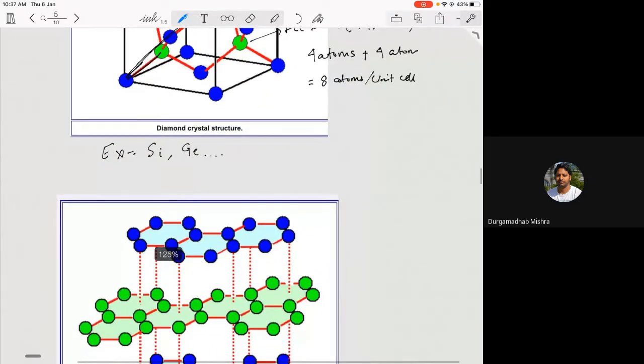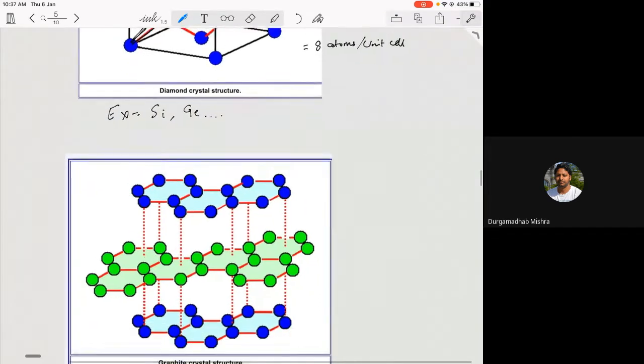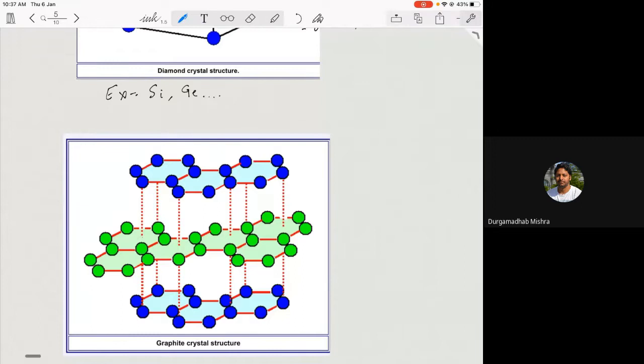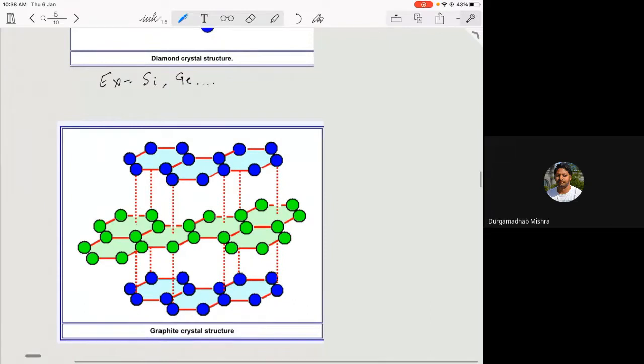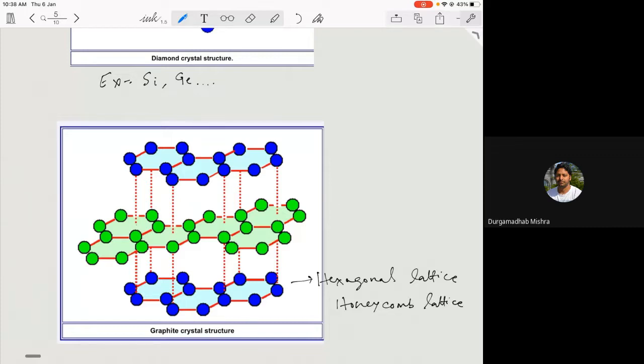Interestingly, carbon can also form another structure which is known as graphite, which is also quite well known. And there is a drastic difference between a diamond structure and a graphite structure. The graphite structure is nothing but a hexagonal layer, a hexagonal lattice. Sometimes it is known as a honeycomb lattice. And this is a layered structure.